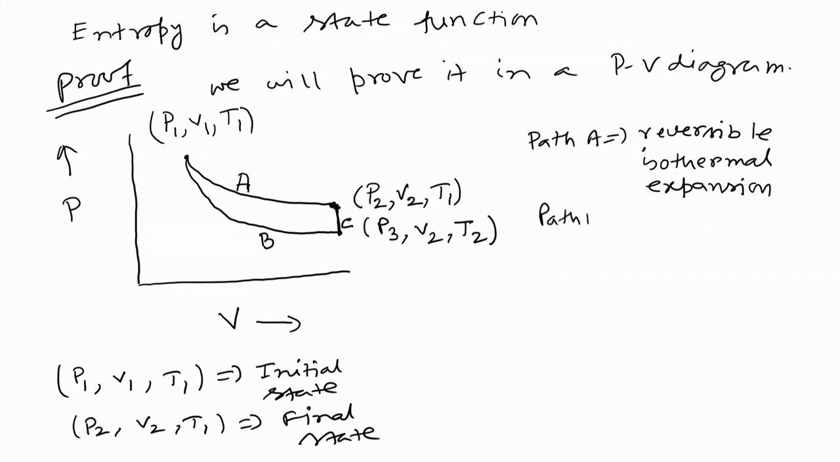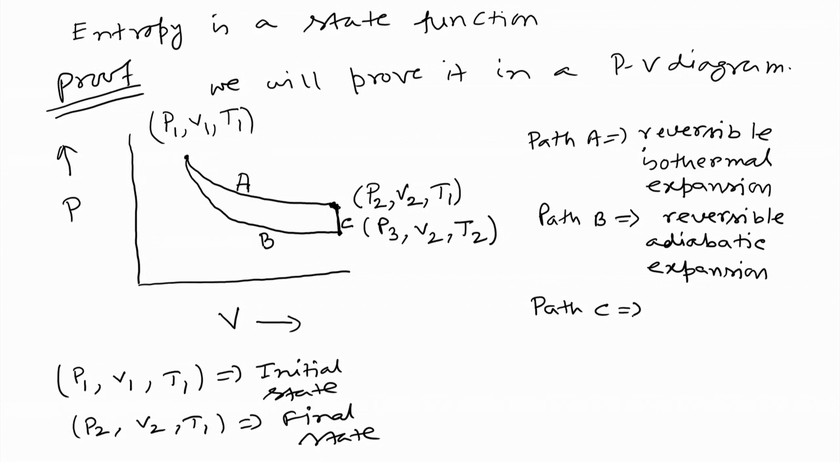What about path B? Path B is a reversible adiabatic expansion, and it is an expansion process because volume again increases from V1 to V2. And what about path C? Path C is nothing but reversible heating at constant volume. There is no volume change, but the pressure increases from P3 to P2. If you want to keep the volume constant but increase the pressure, you need to increase the temperature. So the process is reversible heating at constant volume.